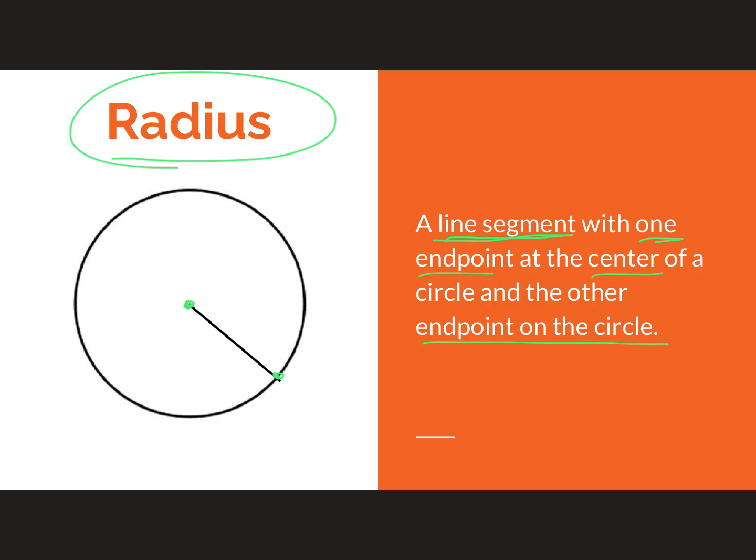Remember, radius, just like diameter, also is used to talk about the measure of that particular line segment. Okay, so we talk about both radius and diameter, both as the lines and as the measure of those lines.